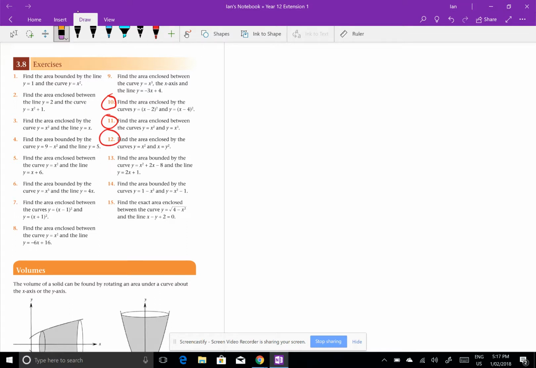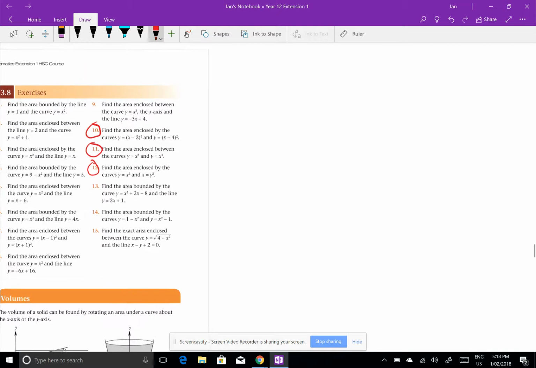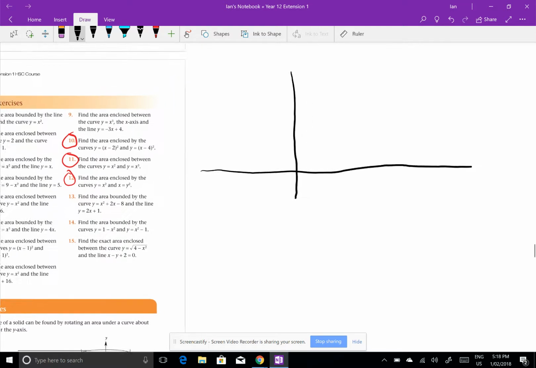See how we go. So remember, the first thing you need to do with these areas is to sketch them. So I'm going to do a rough sketch. The first one: find the area enclosed between these two functions, y equals x minus 2 all squared and y equals x minus 4 all squared. So I'm just going to set up my axes. Make it pretty big over here.